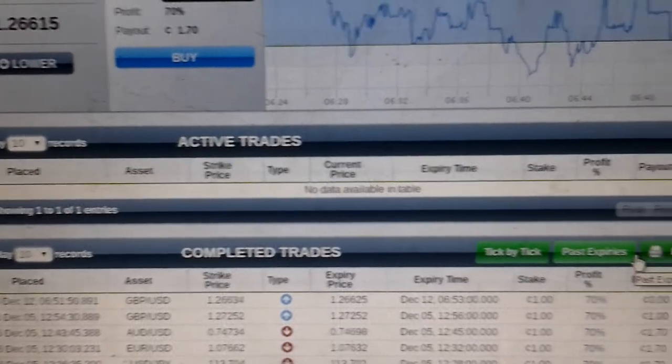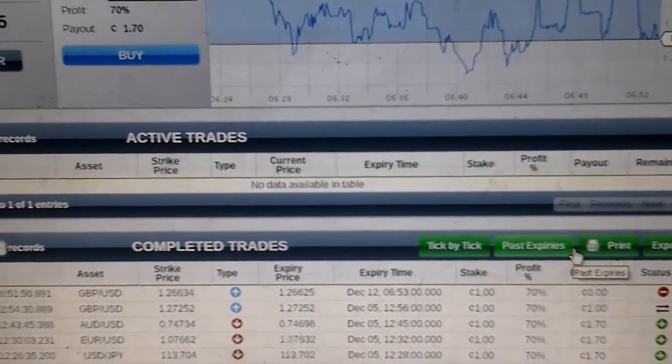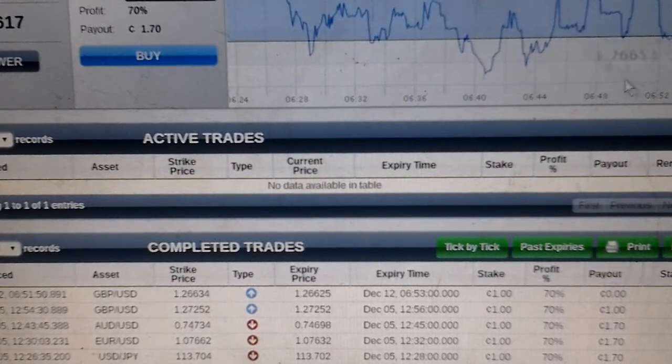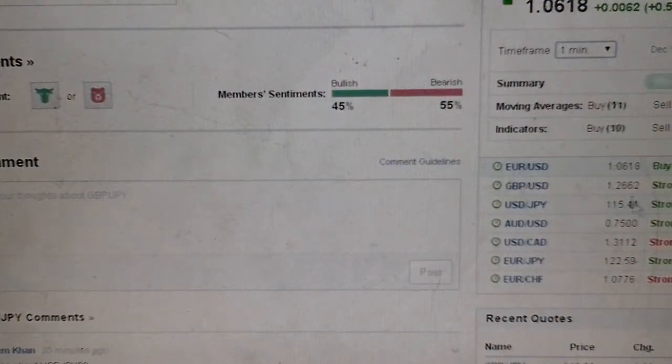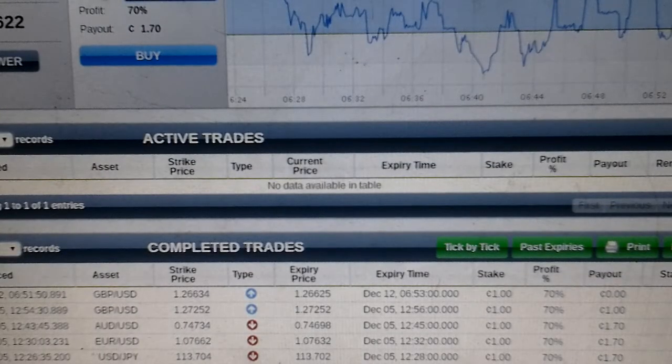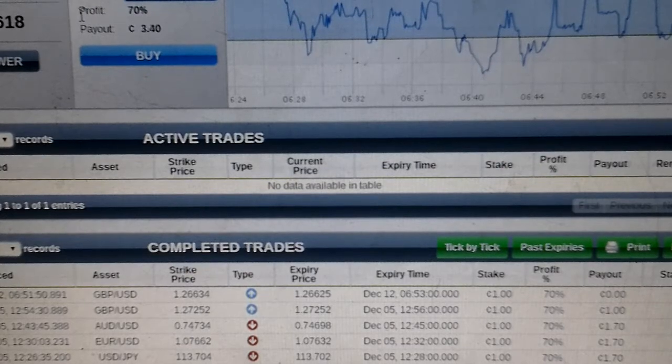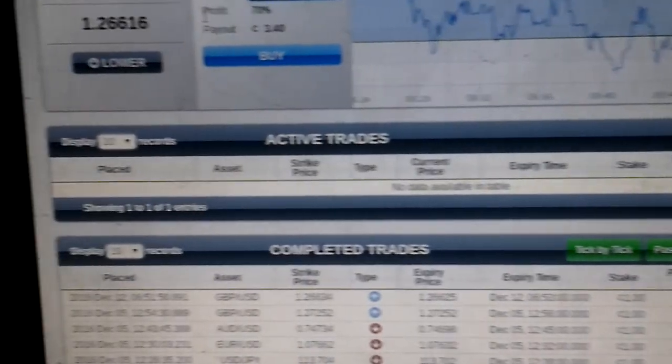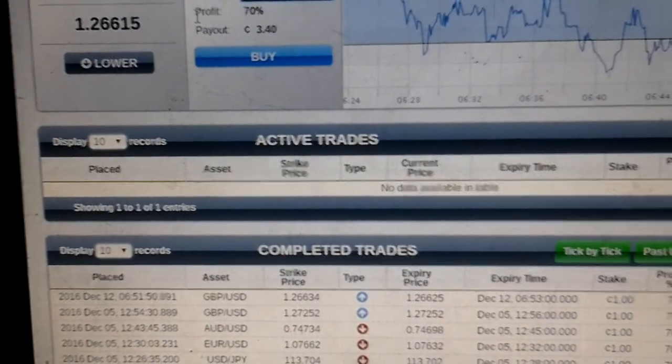Let me make sure you can see that. Yep, I lost there. And what we're going to do next is we're going to go to the next trade. So the pound is still signaling a strong buy. So we're going back to the pound. And you guessed it, we're going to select it again.